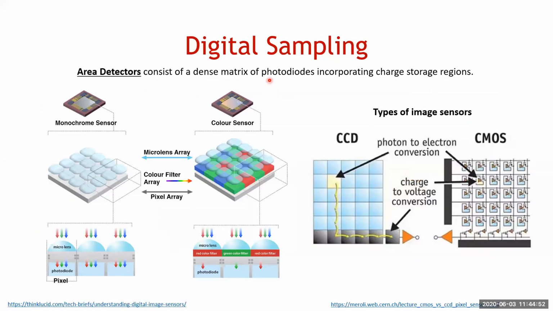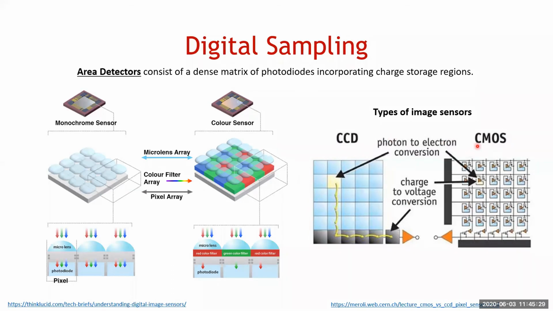Area detectors, on the other hand, which most people are familiar with in terms of cameras, consist of a dense matrix of photodiodes in an array pattern, which incorporates various charge storage regions. So this is an exploded diagram of the two kinds of sensors, monochrome and color. Basically, as I mentioned, there's an array of photodiodes and some lenses. For the color sensor, you have an array of color filters over each pixel. And the two different types of image sensors, generally speaking, are the CCD and CMOS.